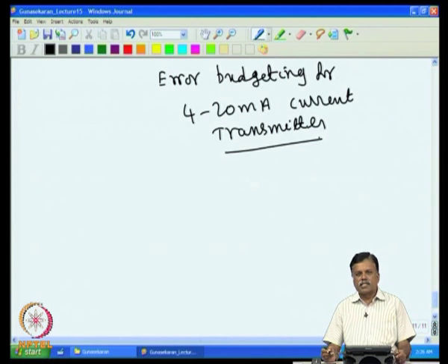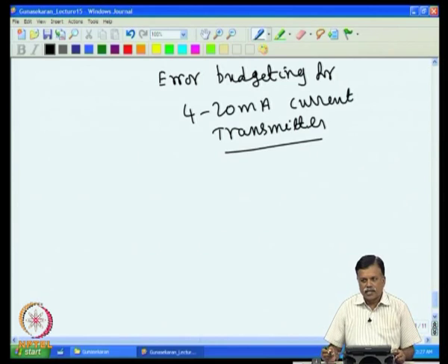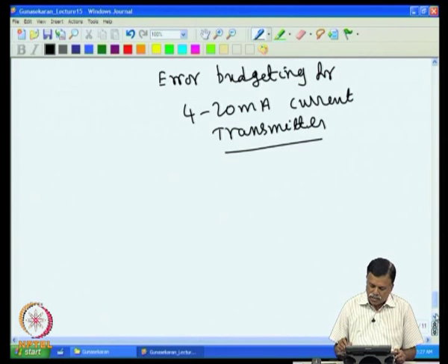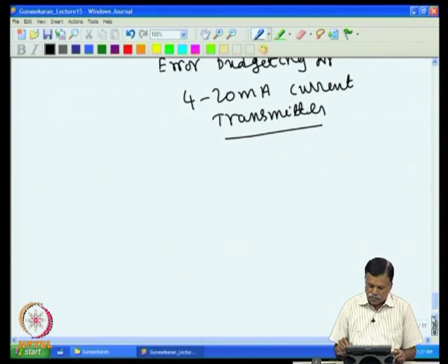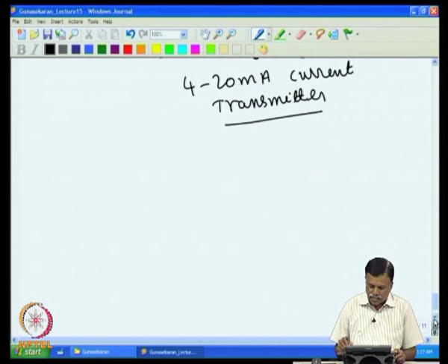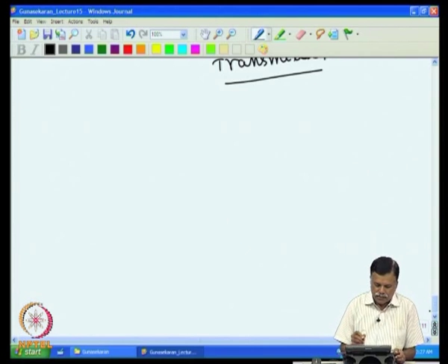Because, as we discussed earlier, error budgeting is a very important aspect in analog circuit design. So, we do this error budgeting for this current transmitter. Now, first let us draw the current transmitter circuit, then we pick up one error after another.